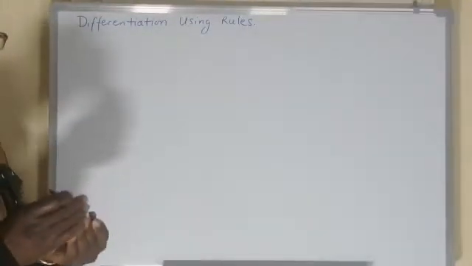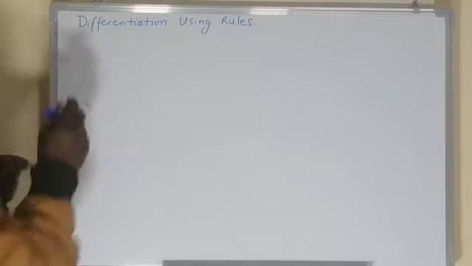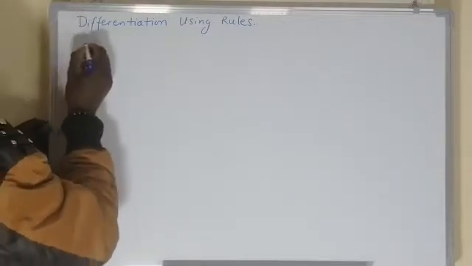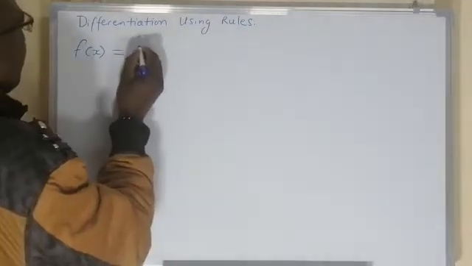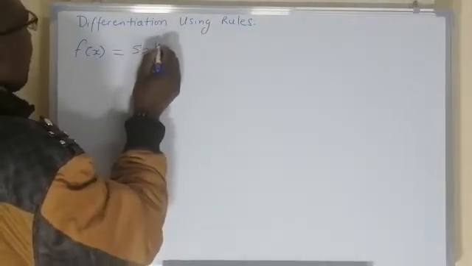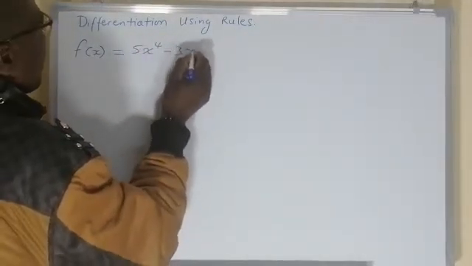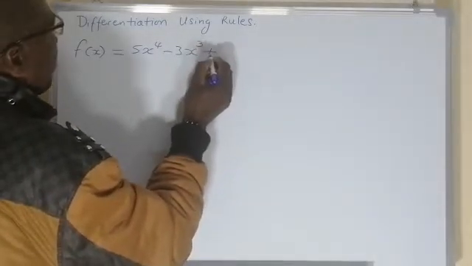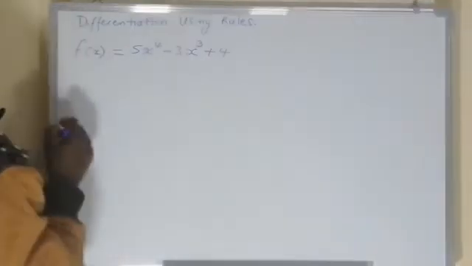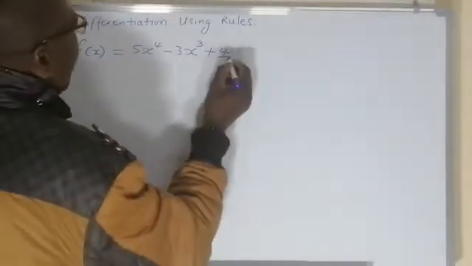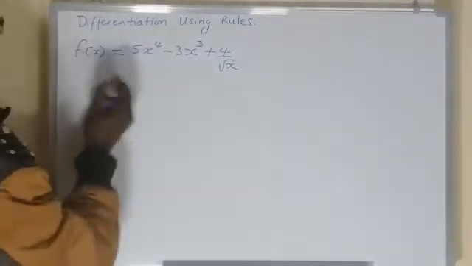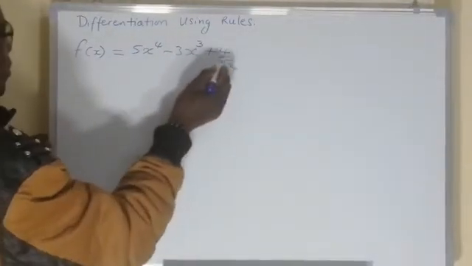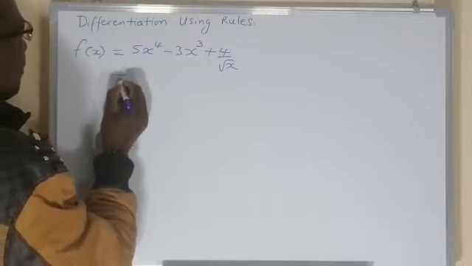Let's look at differentiation using rules. Suppose the first one is f of x is equal to 5x to the fourth minus 3x to the third plus 4 over root of x. The first thing that we have to do is to fix the problem which is here.